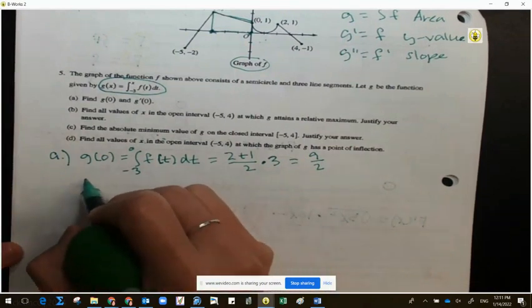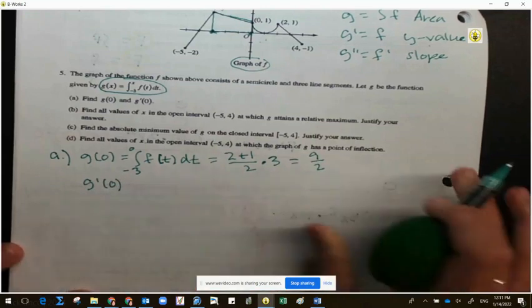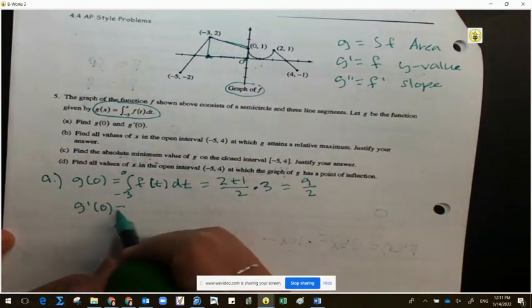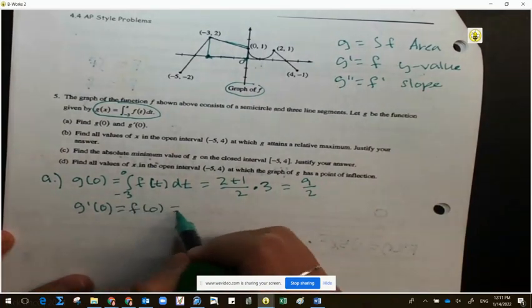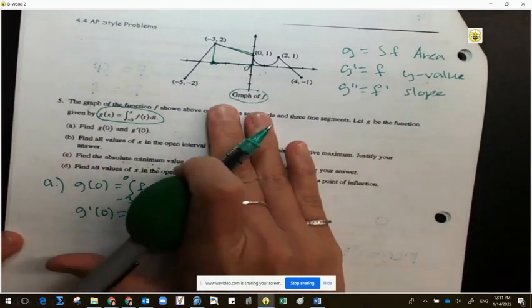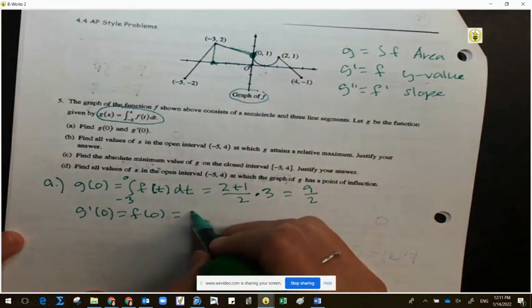Now let's go on to my second piece. It says find g prime of 0. On g prime, I'm going to go back to what we notated: g prime is referring to f. So write out f of 0. And f of 0 is pretty much stating, given the graph of f, when x equals 0, what is our y? That's it.